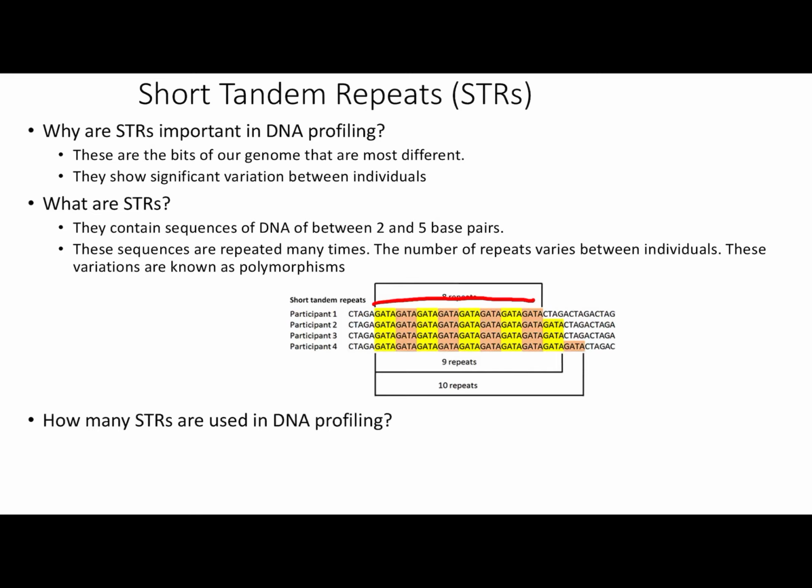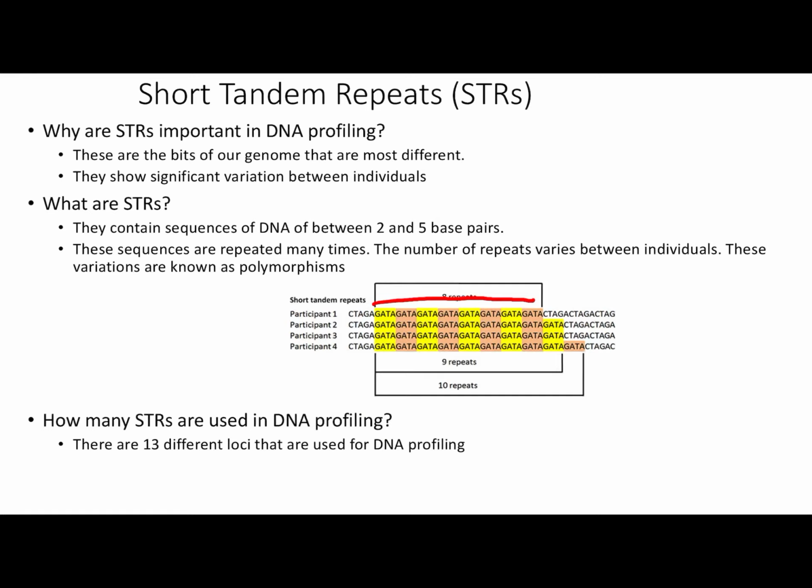Now, if we were just to look at one of these STRs, one of these short tandem repeat sections of DNA, a lot of people would have the same length, and we can see here participant 2 and participant 3 have exactly the same length. So we don't just look at one, we actually look at something like 13 different points within the genome where these short tandem repeats exist. And you have to look at all 13 and compare those to other people to get a unique profile.